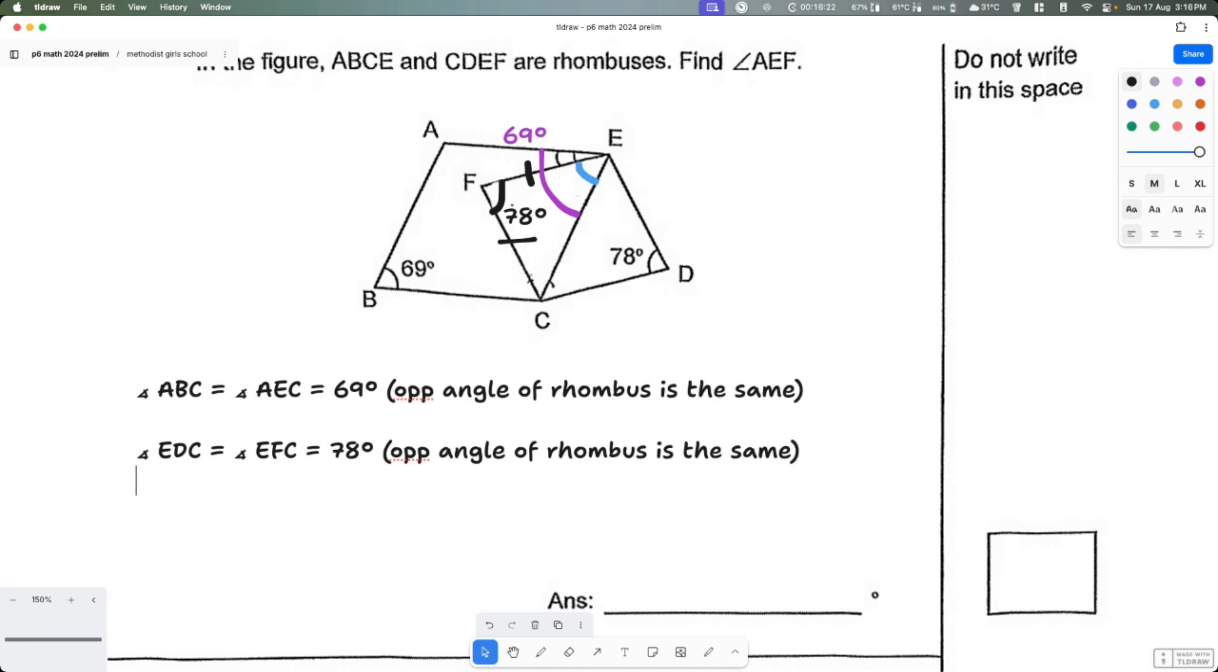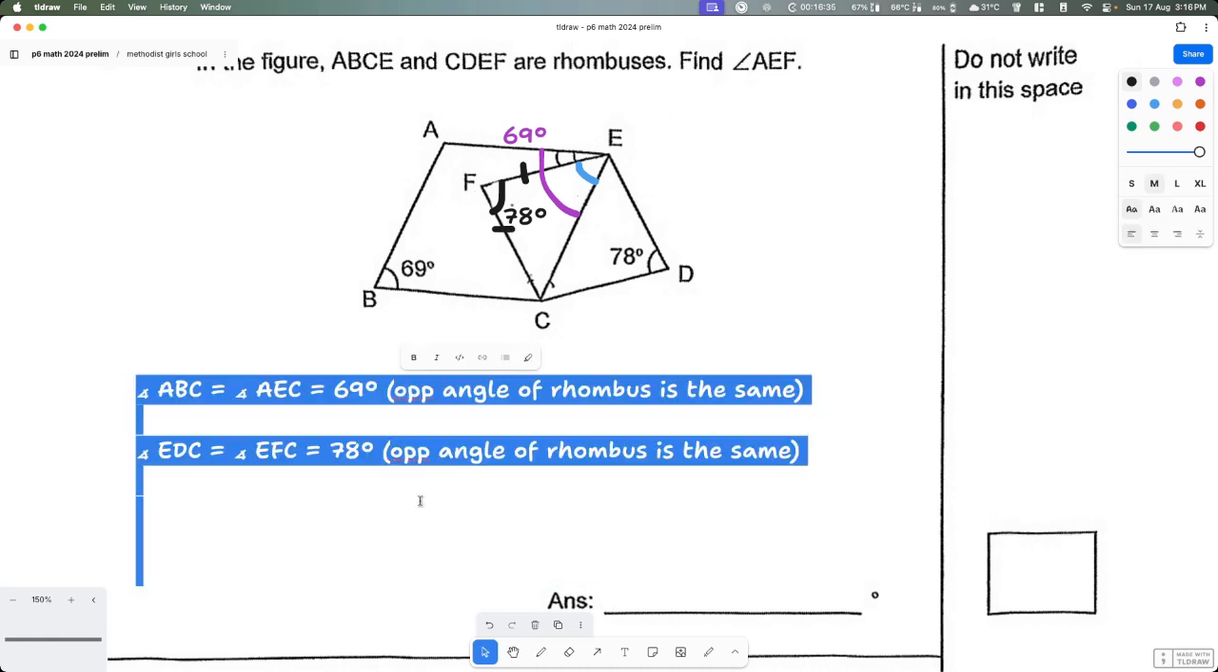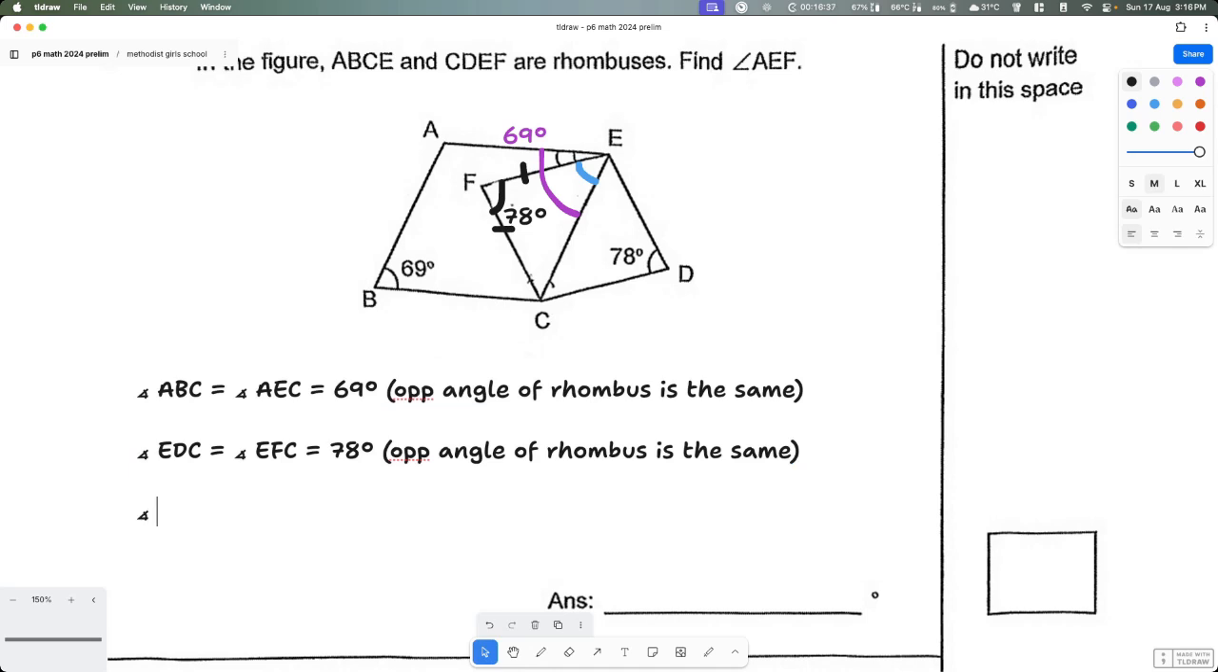I mean, this looks a bit awkward, so I'm just gonna put like this and this. Okay, so angle FEC is equal to 180 minus 78, and then we divide it by 2.